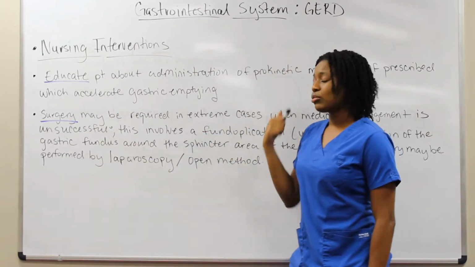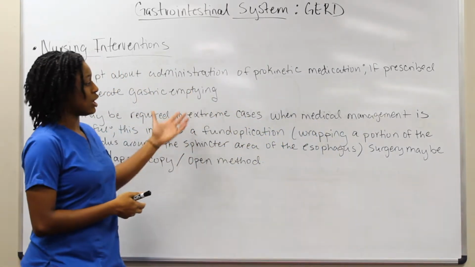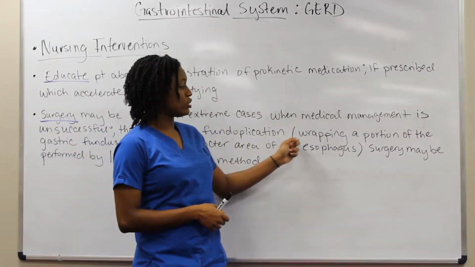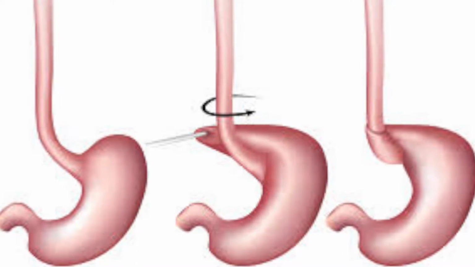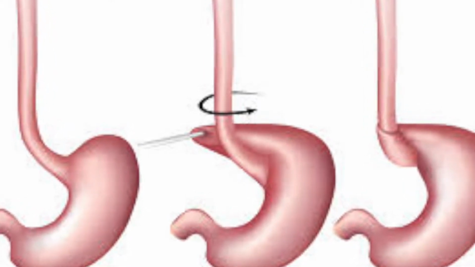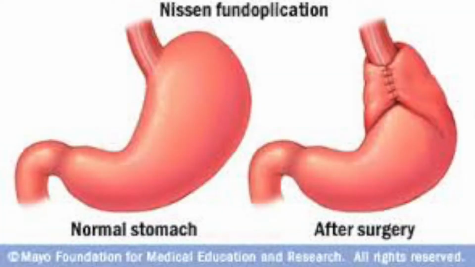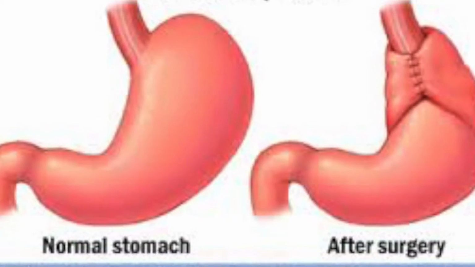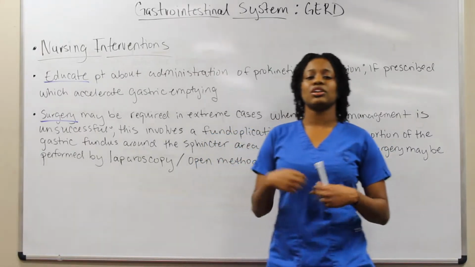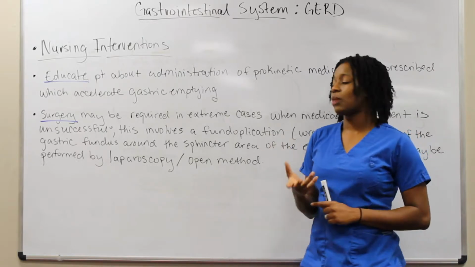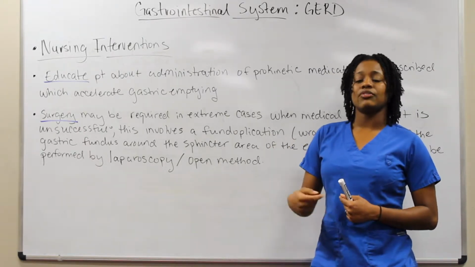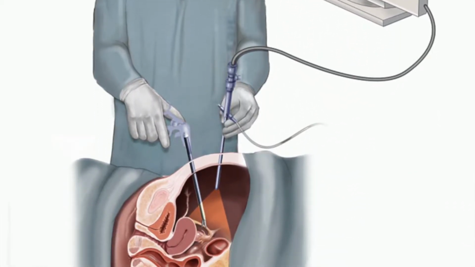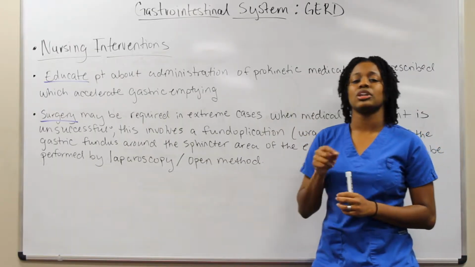Surgery may be required in extreme cases, like I said, if it is not working. What it involves is the fundoplication, which is the wrapping of the gastric fundus around the sphincter area of the esophagus, all right? Surgery may be performed laparoscopically or by the open method. The open method just means an incision right down into that area, and they perform the surgery. Laparoscopic means that they go through the belly button with a scope, guided by a screen where they can see, and from there they perform the surgery.